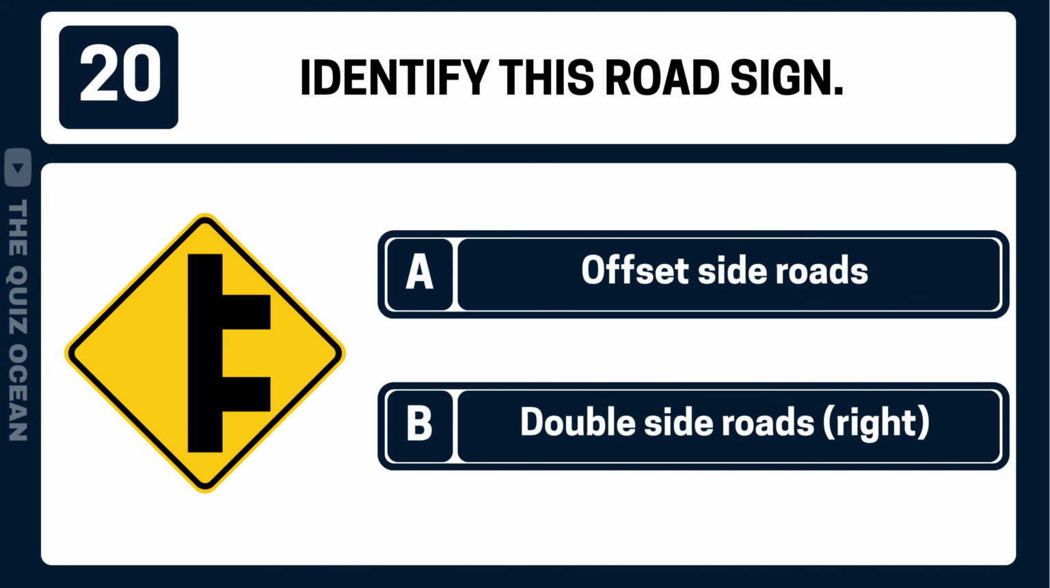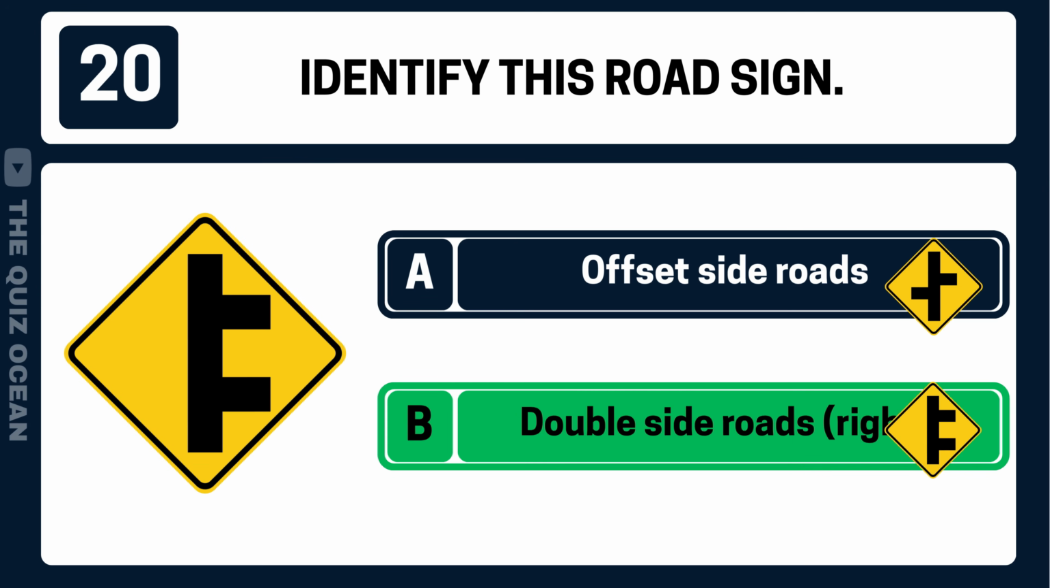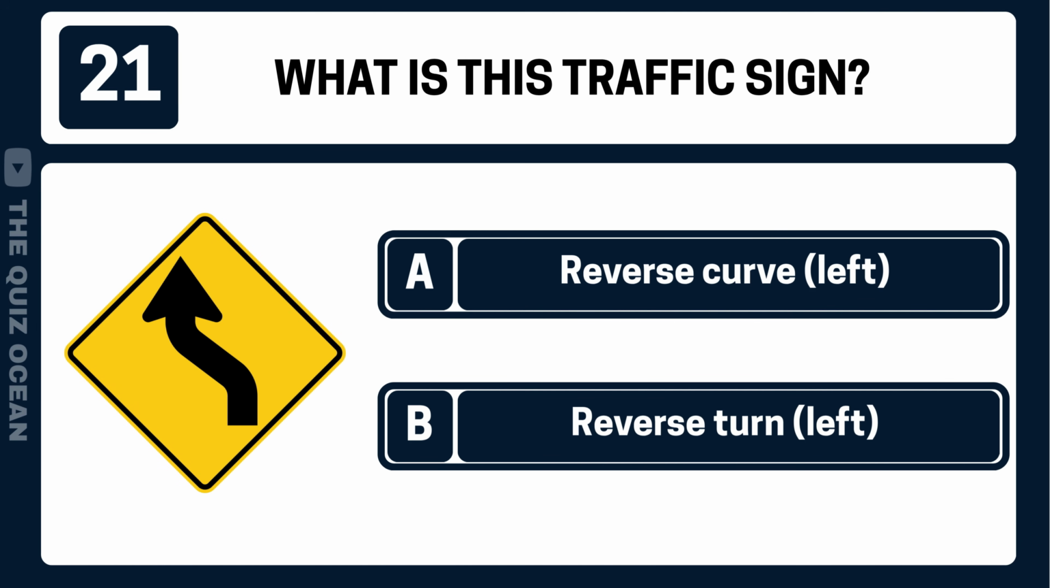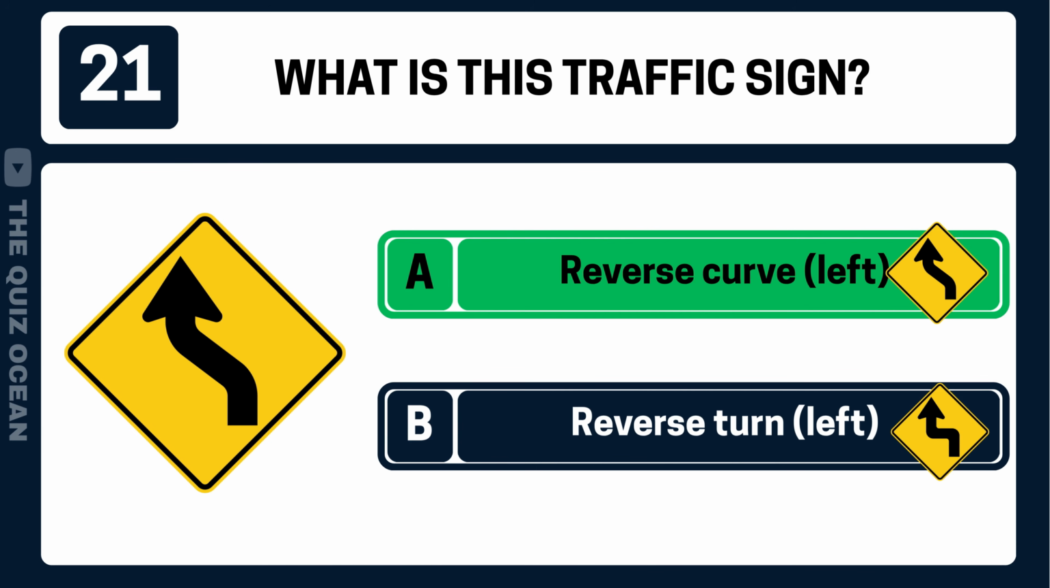Identify this road sign. A. Offset side roads. B. Double side roads, right. Correct. It is the double side roads, right. What is this traffic sign? A. Reverse curve, left. B. Reverse turn, left. Right. It is the reverse curve, left sign.